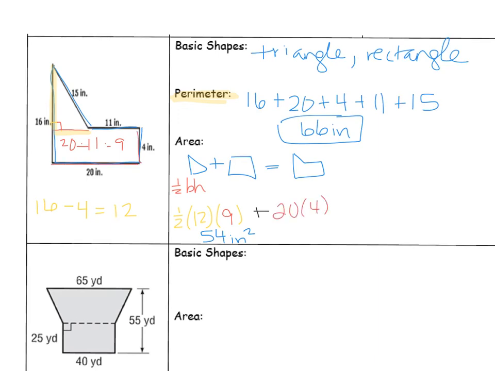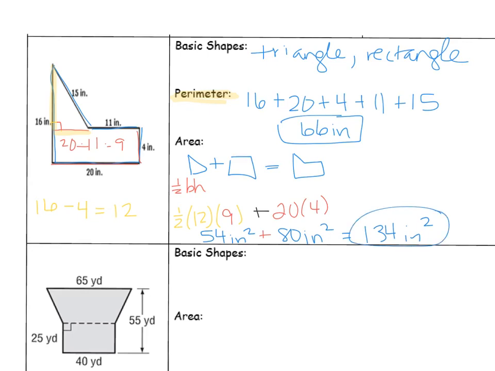And I do expect to see all of this work, so I know which shapes you broke it down into and how you came up with those answers. And so now we have 80 inches squared. So our total area for this composite figure is 134 inches squared. And voila, we're done.